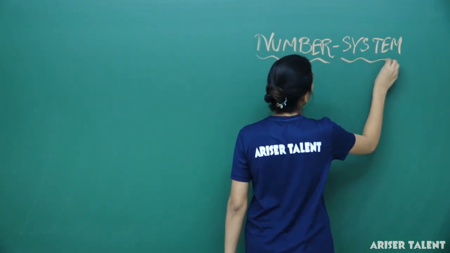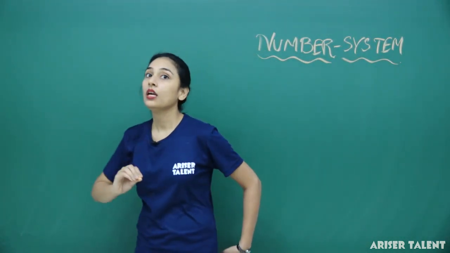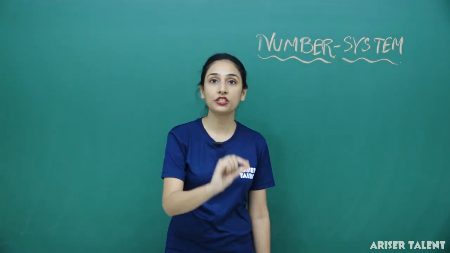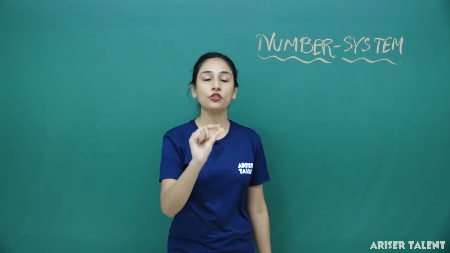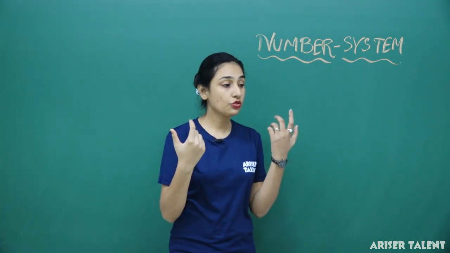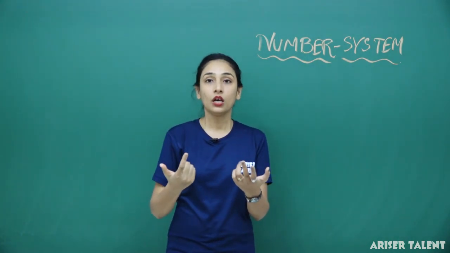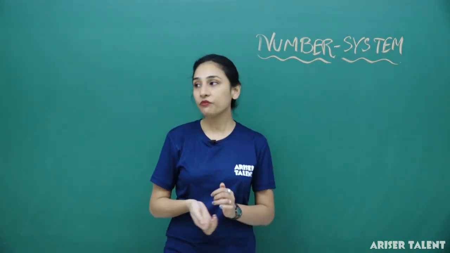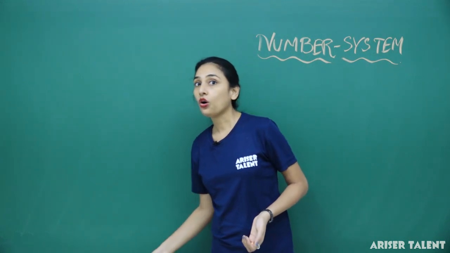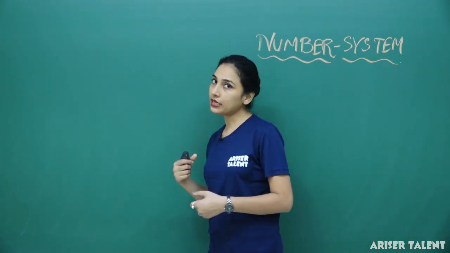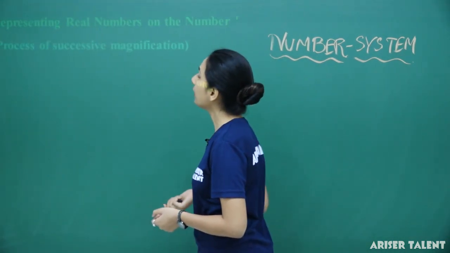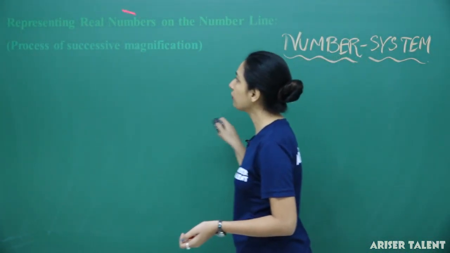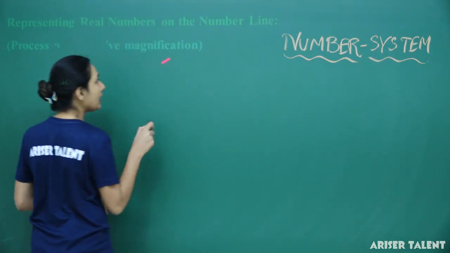So we have talked about the number line, the numbers, set of numbers, then we have talked about the rational and irrational numbers. We talked about having digits between two numbers, whether it be rational or irrational, and then we were looking at how to represent a number on the number line. Okay, so representing real numbers on the number line, the process of successive magnification.